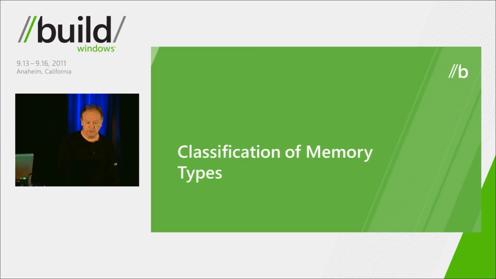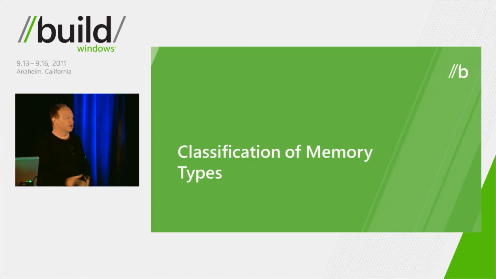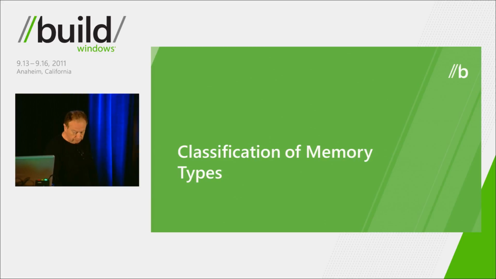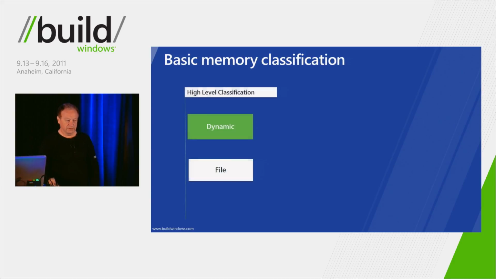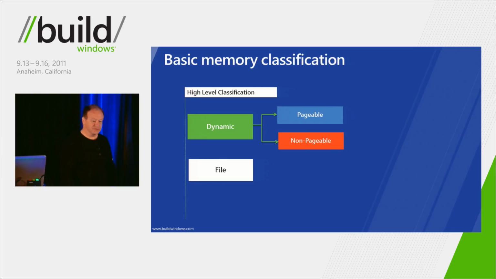OK, so this is all going to be a lead up into the demo and how the tools present the data around memory footprint. So there are some basic memory classifications we need to keep in mind. There's 2 basic types, dynamic allocations and file-backed allocations. Dynamic allocations come in 2 basic flavors, pageable and non-pageable.